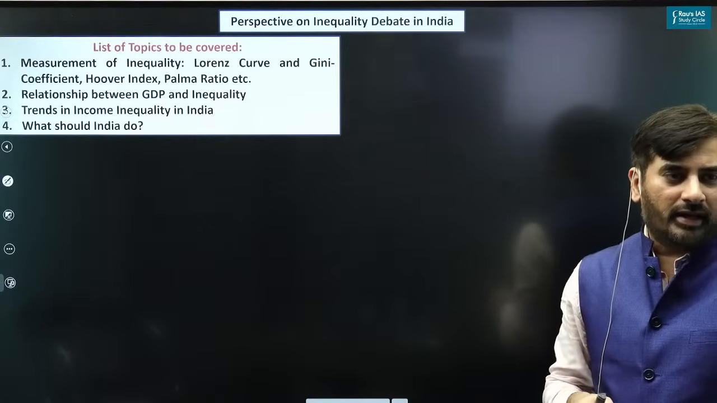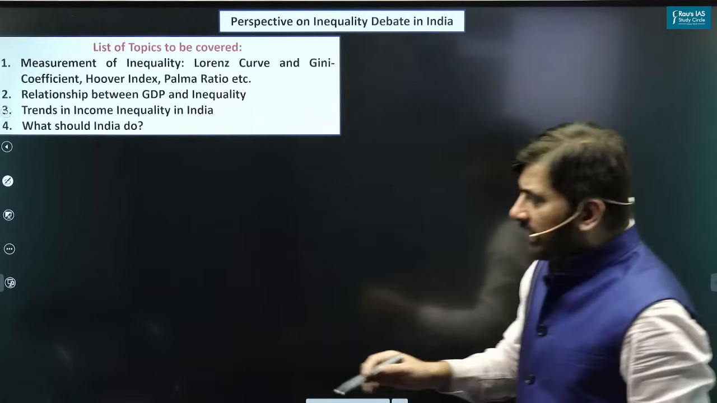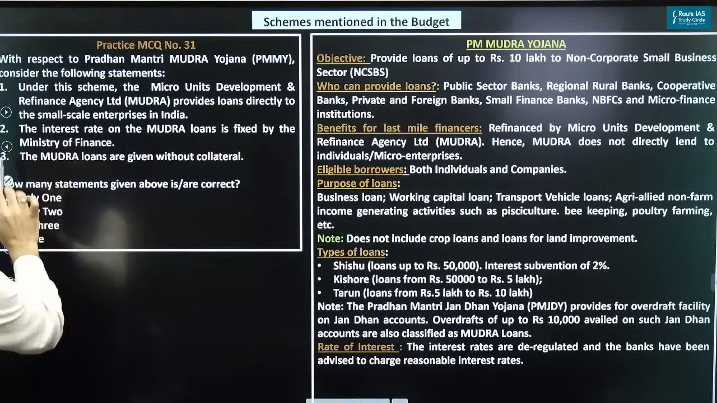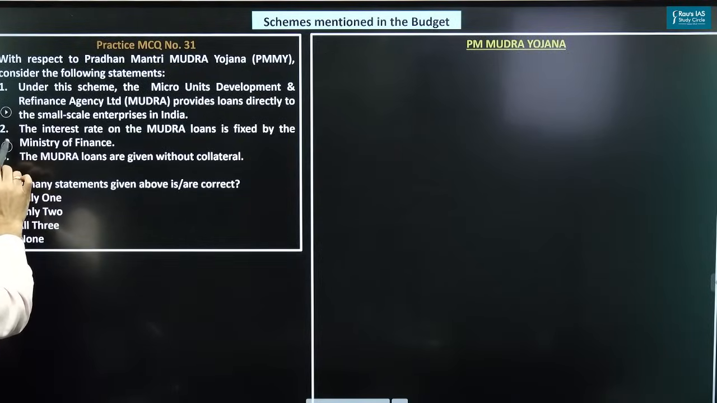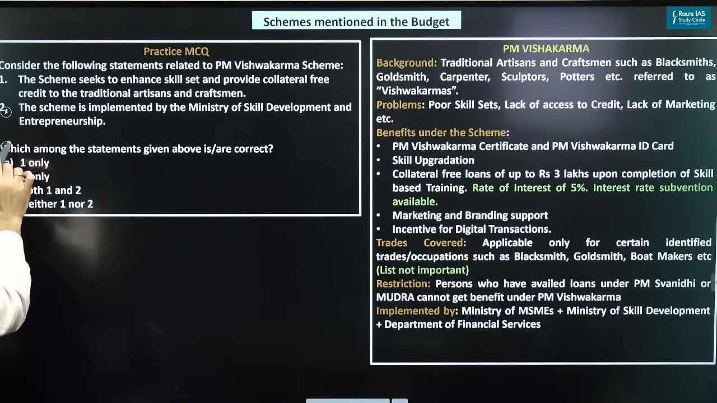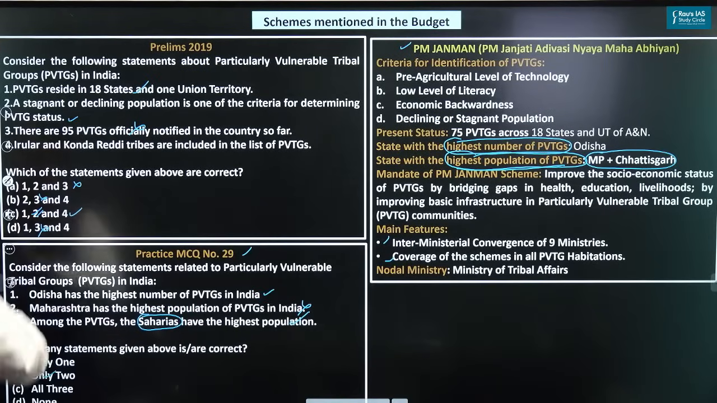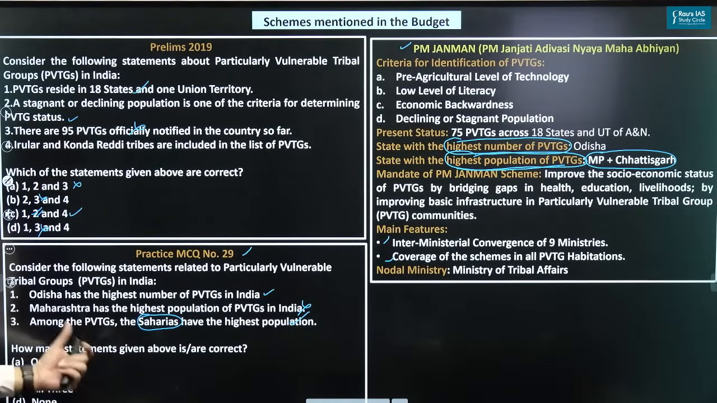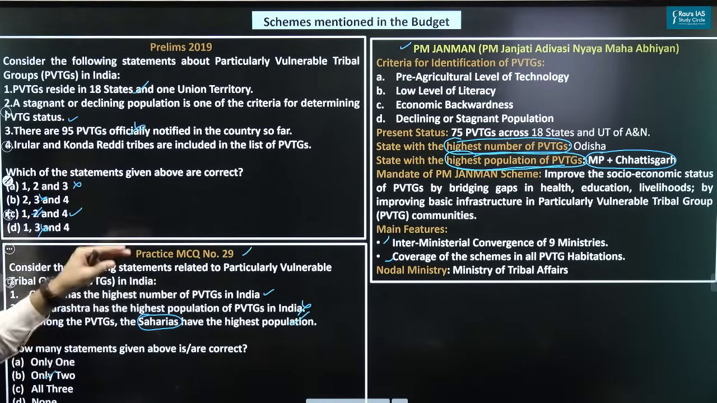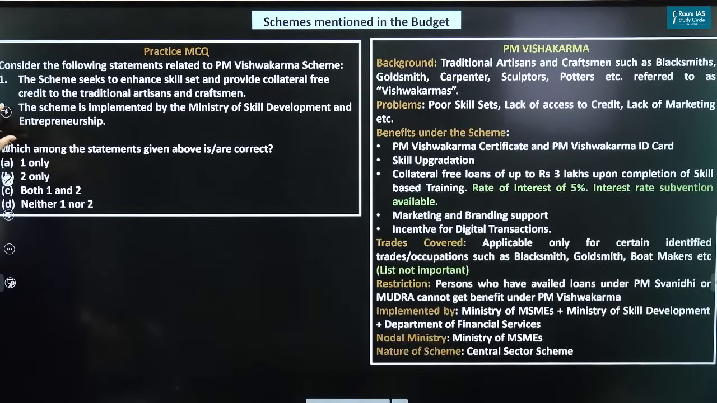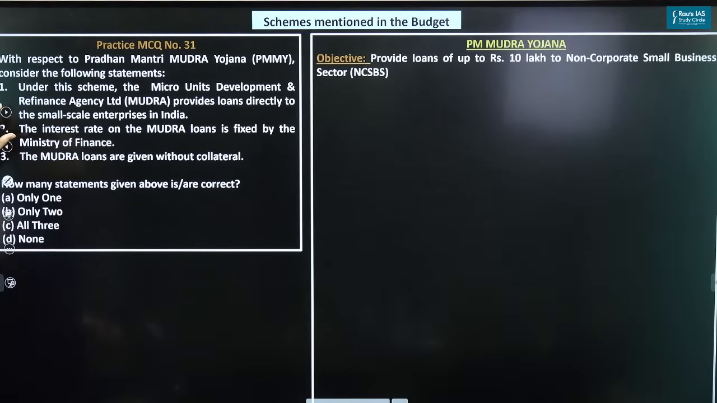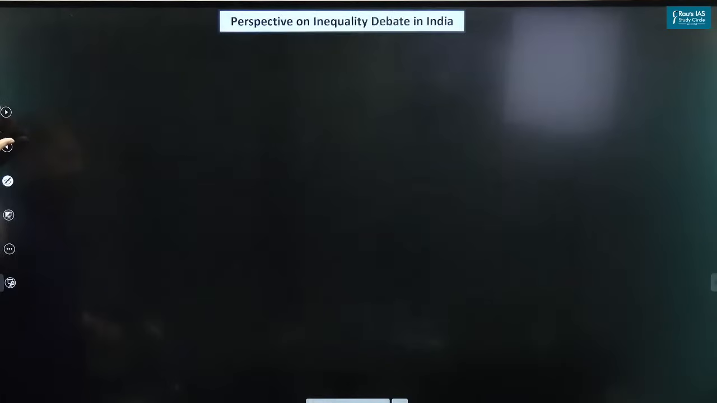If you look at the question there, the state is not mentioned at all. I've just said among the PVTGs, I've not mentioned the state. Among the PVTGs, the Saharias have the highest population. This is as per the Ministry of Tribal Affairs document. They have said Saharias account for the highest population. Okay.